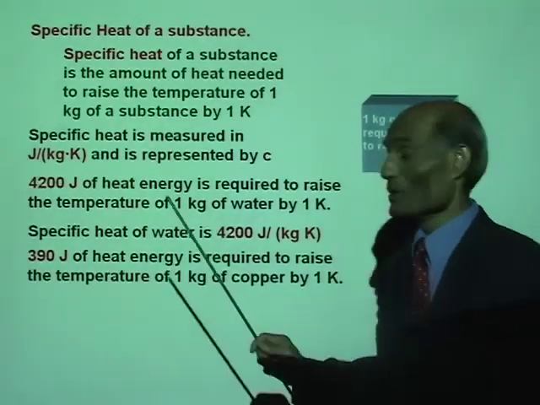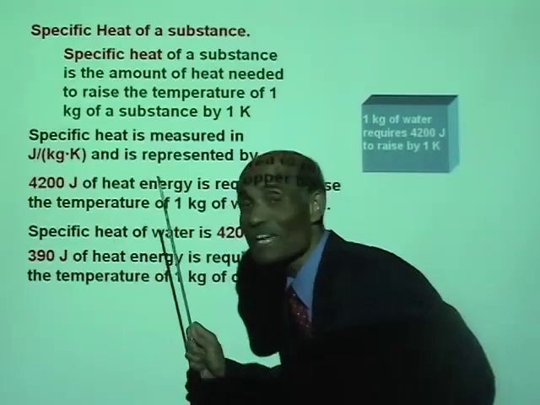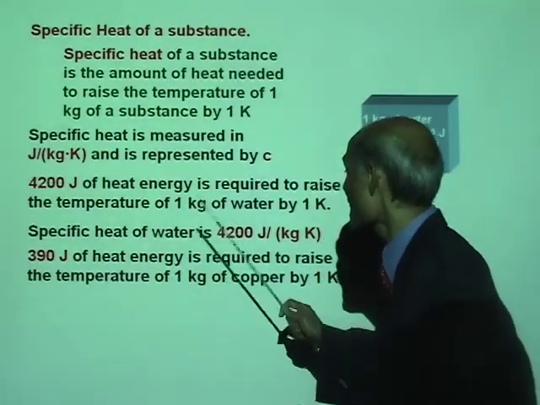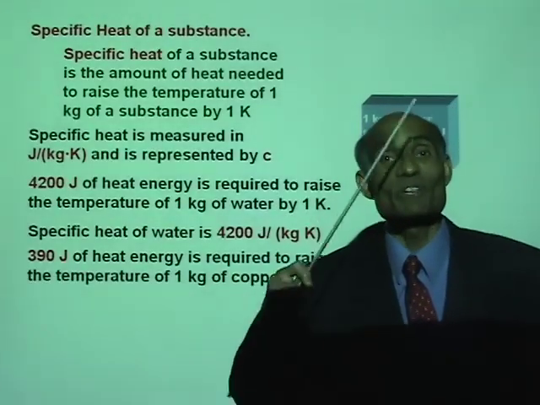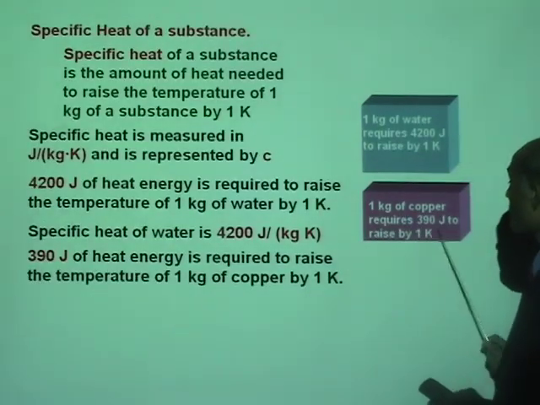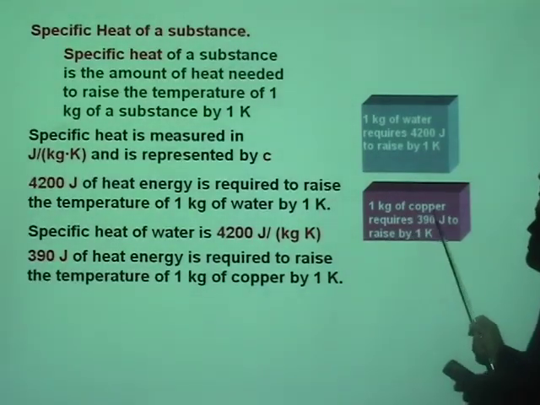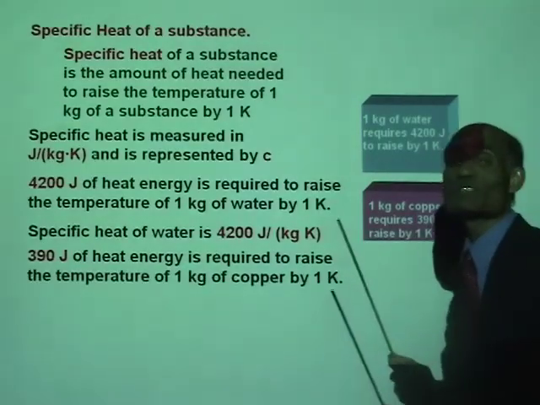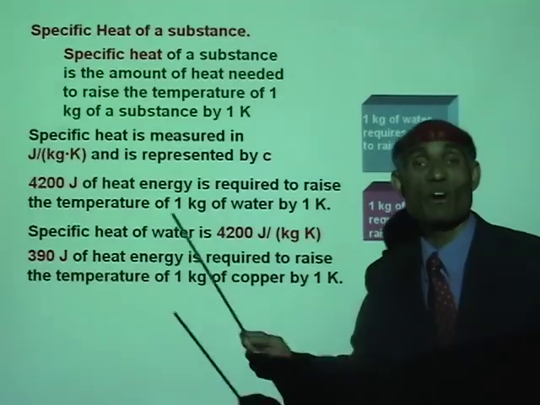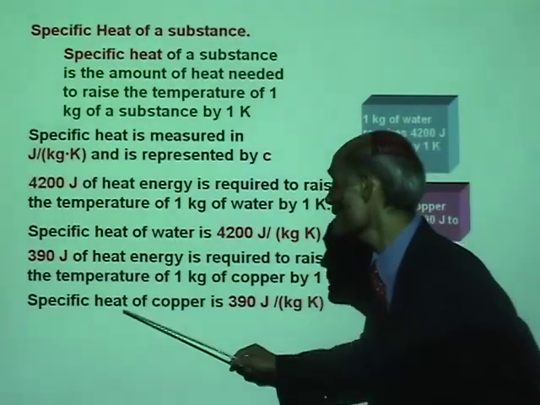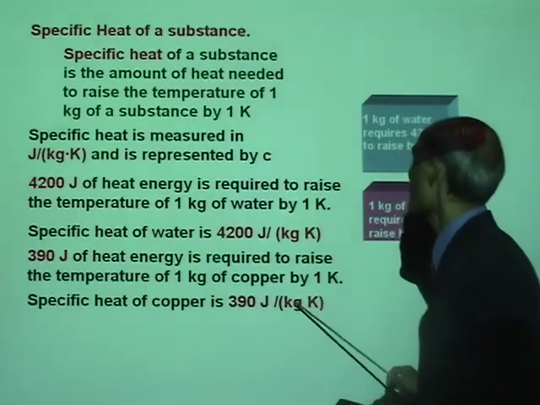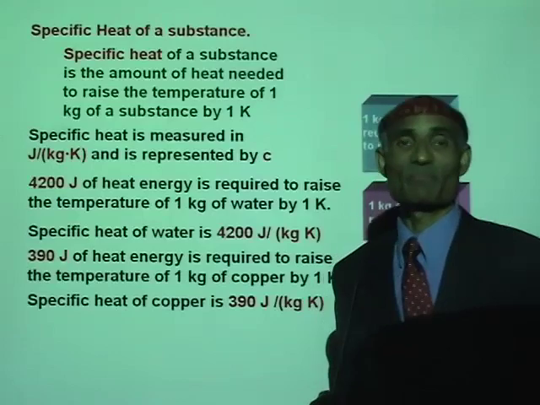On the other hand, you need only 390 joules of heat to raise the temperature of 1 kilogram of copper by 1 degree Celsius or 1 Kelvin. So 1 kilogram of copper requires only 390 joules to raise its temperature by 1 Kelvin. So what is the specific heat of copper? The specific heat of copper is 390 joules per kilogram per Kelvin.